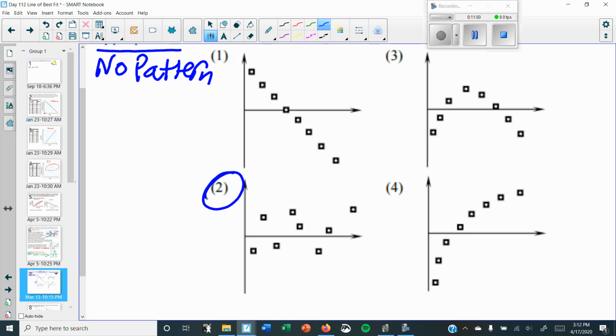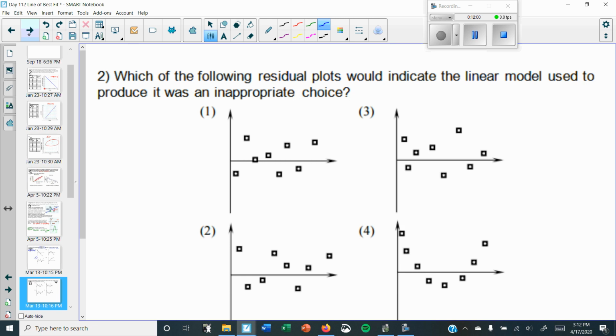And the Regents does love asking these kind of questions. They have definitely been asking it a lot more in recent years. But again, if there's no pattern, we consider that a good fit. So then for the next question, which of the following residual plots would indicate that a linear model would be an inappropriate choice?